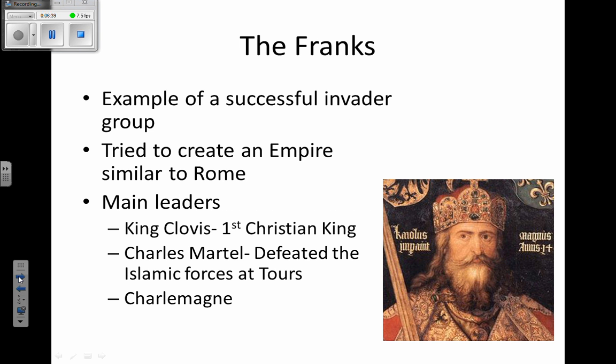So lastly here, we have the Franks. They're an example of a successful invader group. What they did is they tried to create an empire that was similar to Rome. The Roman Empire had been gone for a couple hundred years at this point, and they're trying to create an empire that can match what Rome once had.